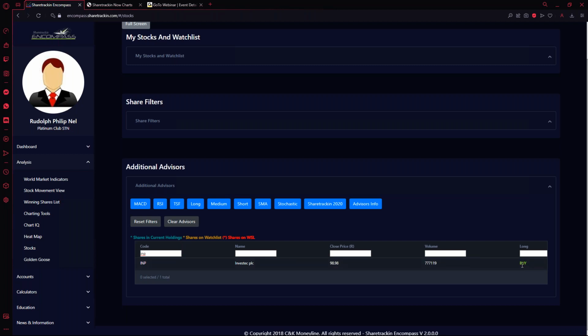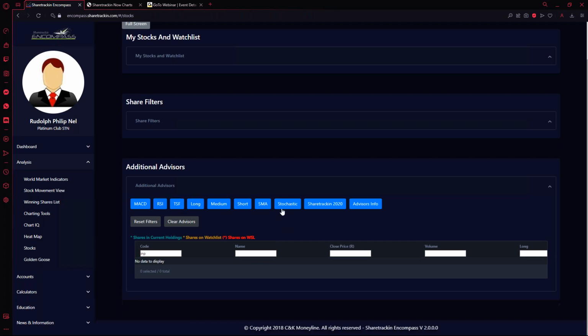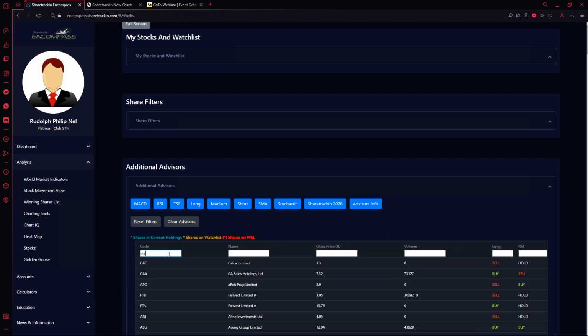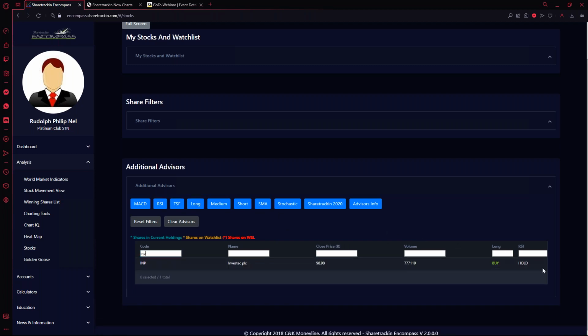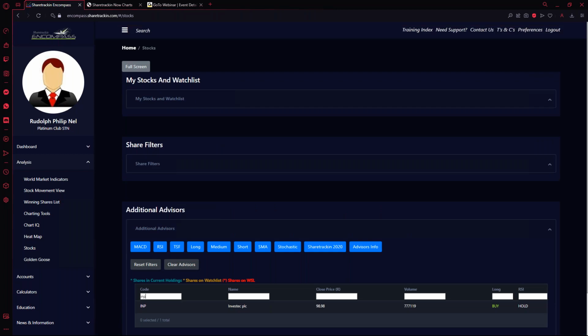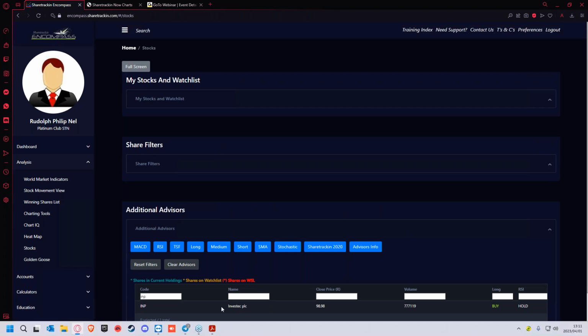If for long term, obviously it would be a buy. All right, so you can still go and add stuff like, for instance, your RSI and see what your RSI says about it. All right, it says hold. All right, because it's more of long term. Okay, so you can still use your filters to see what the filters say, but obviously we did a little bit more of technical analysis on the advisor.